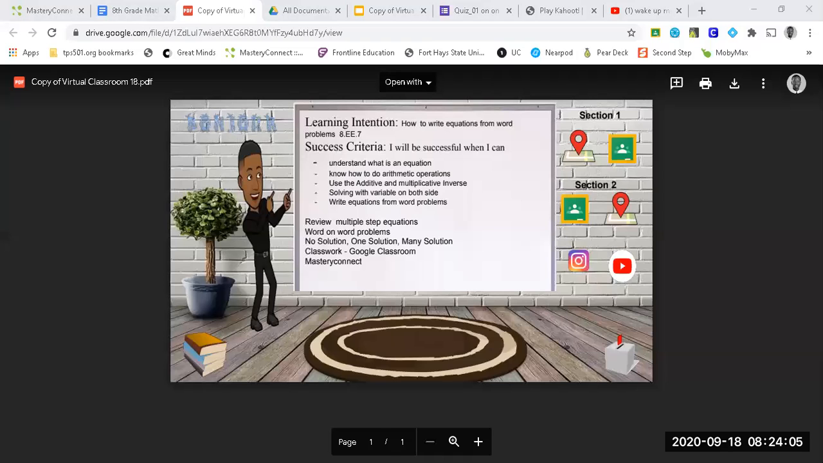All right, we are gonna start. So today, as we've been working on standard 8.EE.7, we are learning how to write equations. But for now, we're gonna look at learning how to write equations from word problems and then solving them. All right, that's a part of it. But before we get into that, we're gonna look at a little bit of what no solution means, what one solution means, and what many solutions mean, and that is in terms of equations.